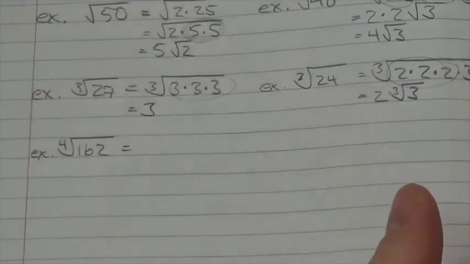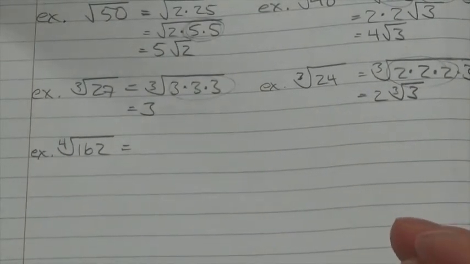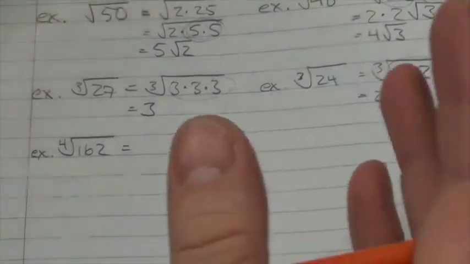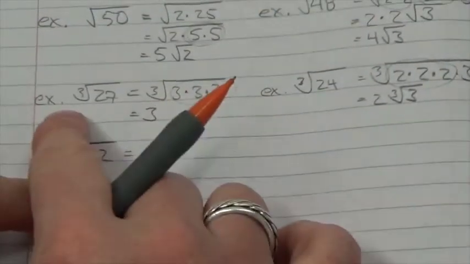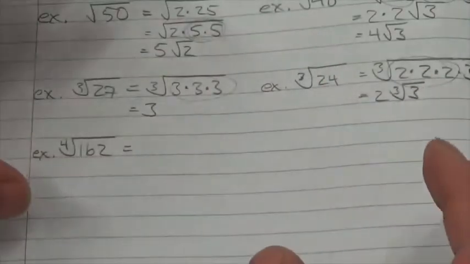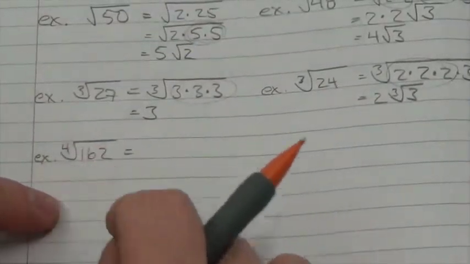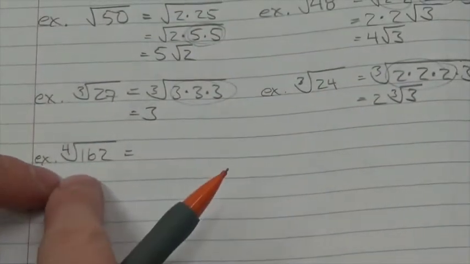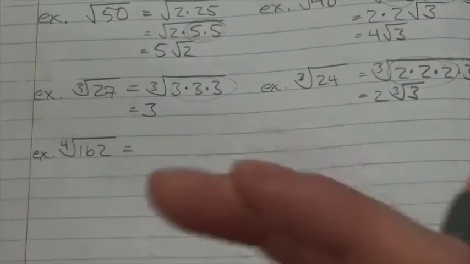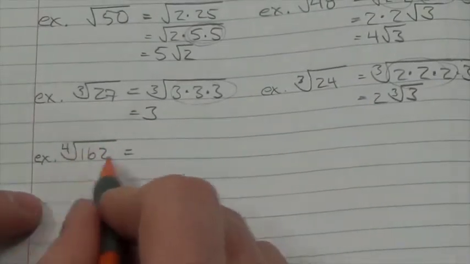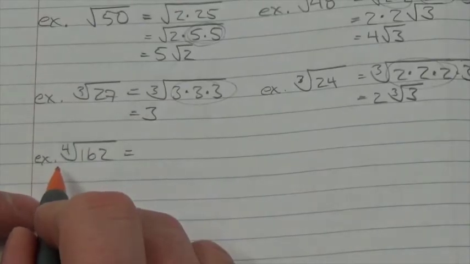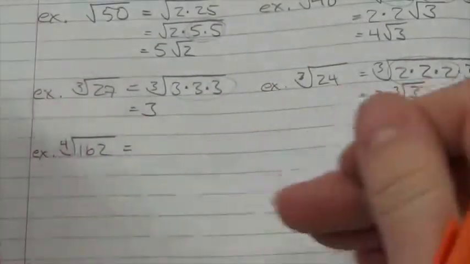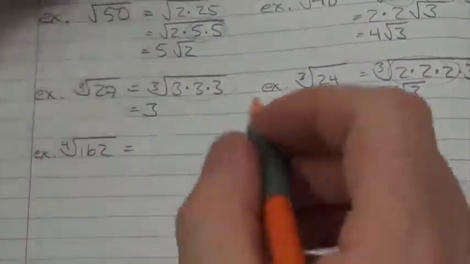Square root is easy. I'm undoing a squaring, right? I'm going from an area to a side length. Cube rooting, I'm going from a volume to a side length. Fourth rooting, well, I'm not entirely sure what taking something to the fourth power might be. I don't have a physical idea, but I do know that I'm going back to a side length. And so I'm looking for a group of four, a four tuple.